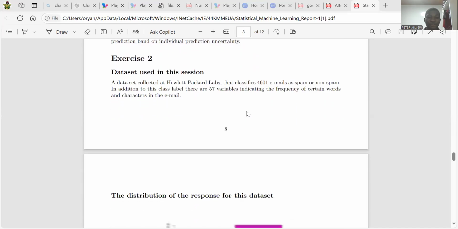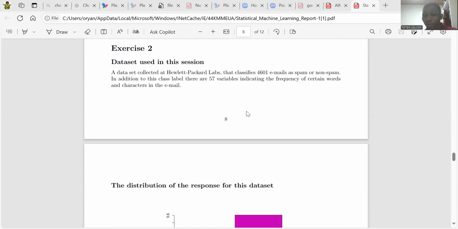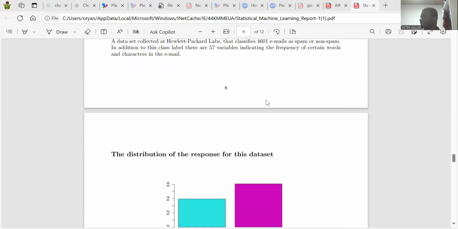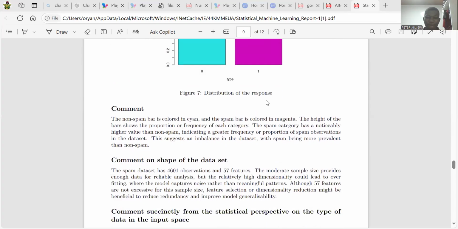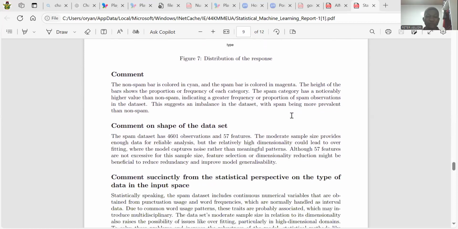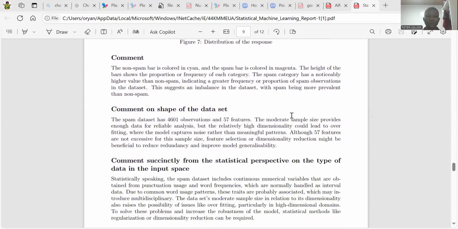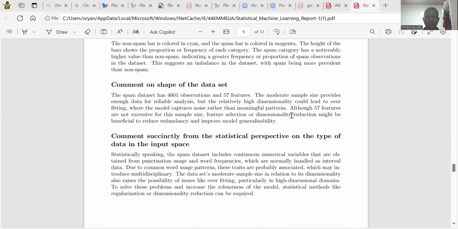Exercise 2 was a data set from R, which was a spam data made up of 4,600 emails, spam or non-spam, and 57 variables. I looked at the distribution, and the spam category has a noticeably higher value than non-spam, indicating greater frequency or proportion.